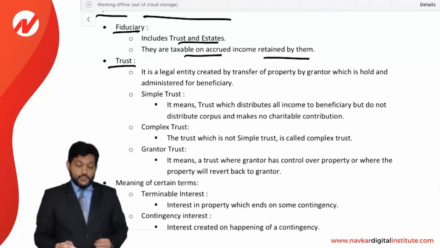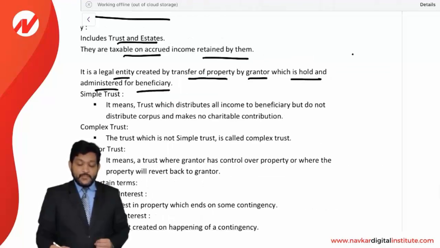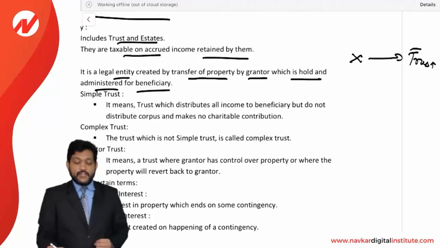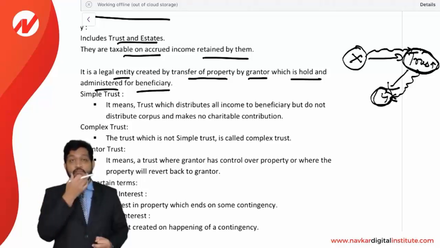Let us first talk about a trust. A trust is a legal entity created by a transfer of property by a grantor, which is held and administered for a beneficiary. So a person, Mr. X, let us say, transfers a property to a trust, and the property will be held by the trust for the benefit of the beneficiary. Let us say the beneficiary is Y. So X is called the grantor, here is the trust, and Y is called the beneficiary. So the grantor has transferred a property to a trust for the benefit of the beneficiary, and this way it is going to be managed. Whatever benefit from the property the trust receives will pass on to the beneficiary.